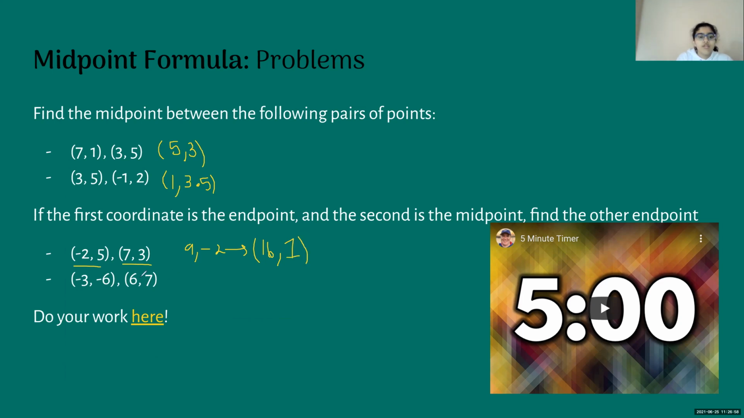And then for number 4, we would get the midpoint minus the endpoint. So 6 minus negative 3 is equal to 9, right? And then we do 7 minus negative 6, which is equal to 13. So we add 9 comma 13 to the midpoint, and then we get 15 comma 20 as our answer. So those would be our answers.